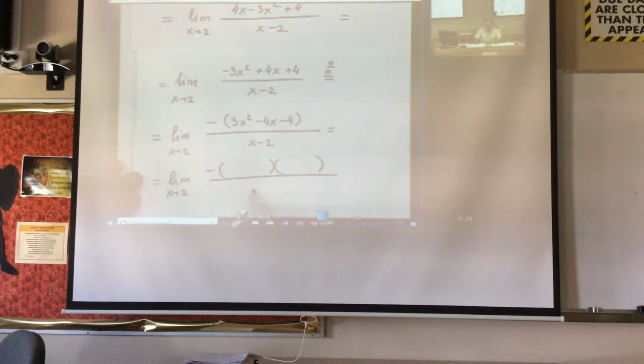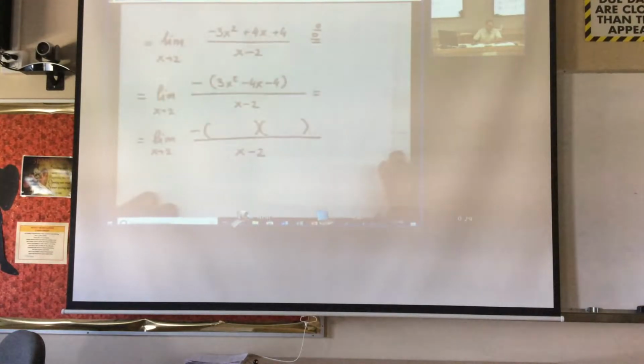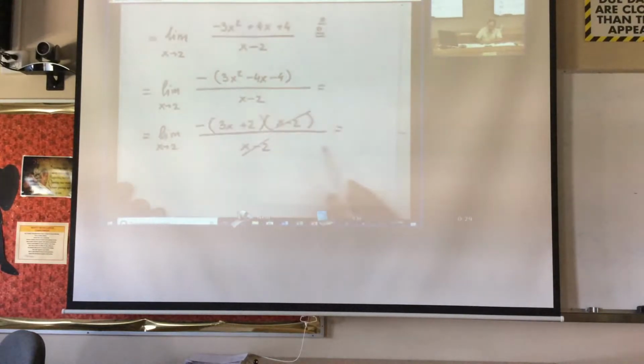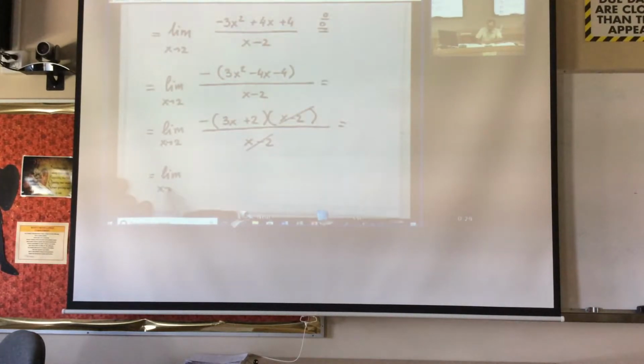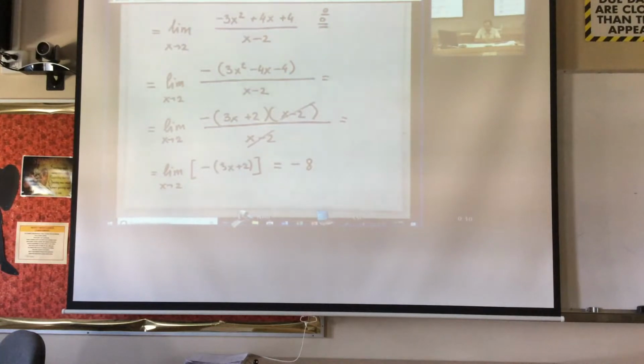And our hope is that one of those on the top will be x minus 2, right? So when we factor this, we get 3x plus 2 and x minus 2. So we'll cancel these 2. And we get the limit as x approaches 2 of negative 3x plus 2. And when we substitute 2 into this limit, we have negative 8. So what we have right now is just the slope of the tangent line.